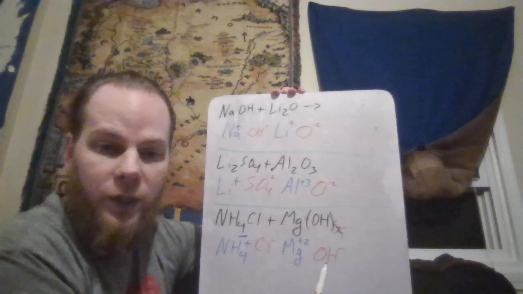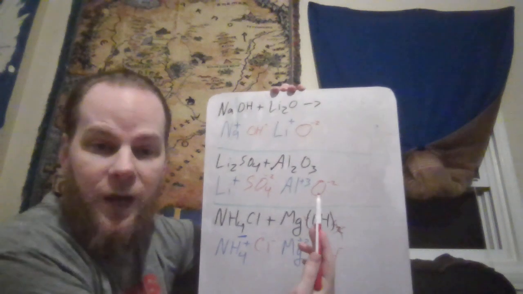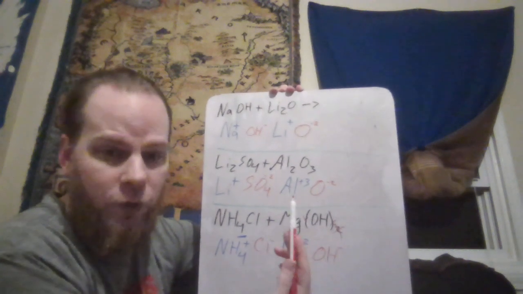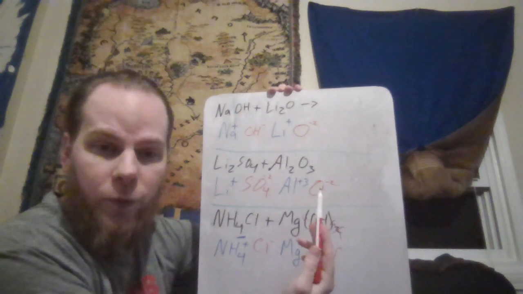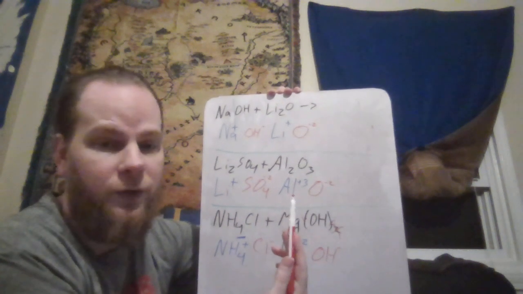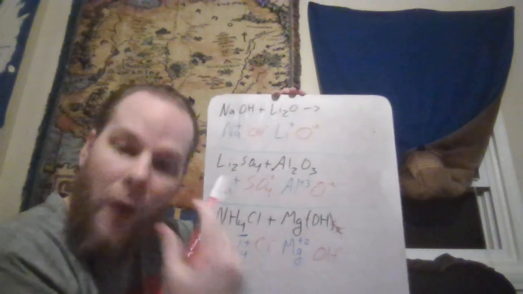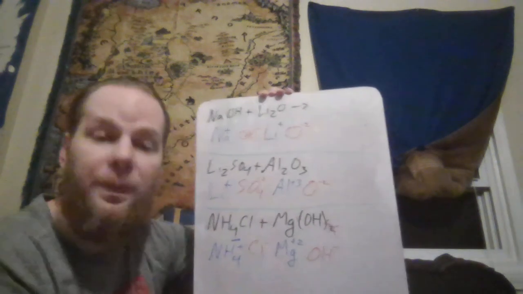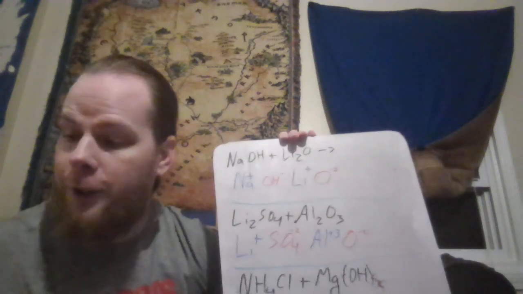It takes 2 of these to equal 1 of these. It takes 3 of these to equal 2 of these, because 3 times -2 is -6, 2 times +3 is +6, so those cancel. You have to watch for those charge balancing subscripts. Okay, that's all I'm going to say on splitting.